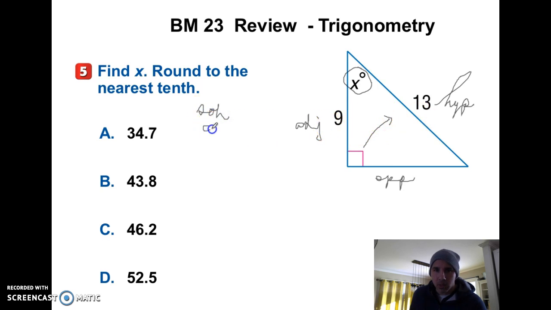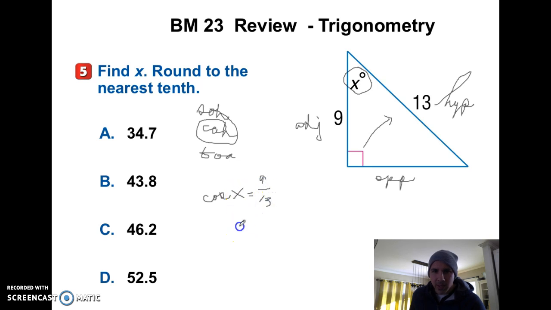The only definition that has a hypotenuse and adjacent: sine is opposite over hypotenuse, cosine is adjacent over hypotenuse, tangent is opposite over adjacent. The only one that has hypotenuse and adjacent is my cosine. So I'm going to set this up. Cosine x is adjacent over hypotenuse. And keep this really simple.